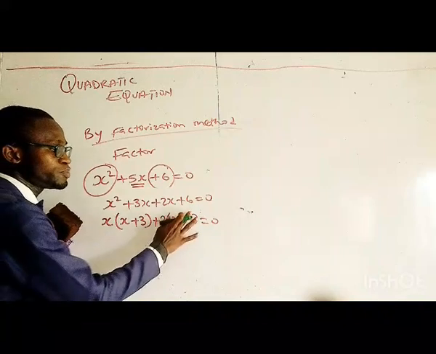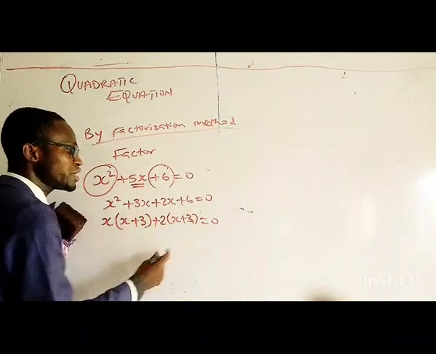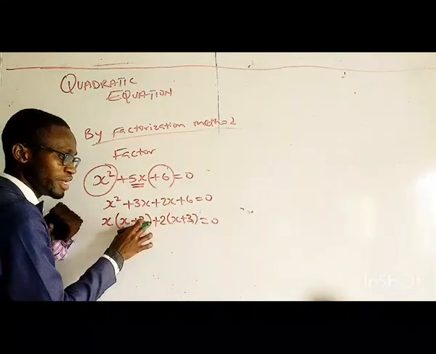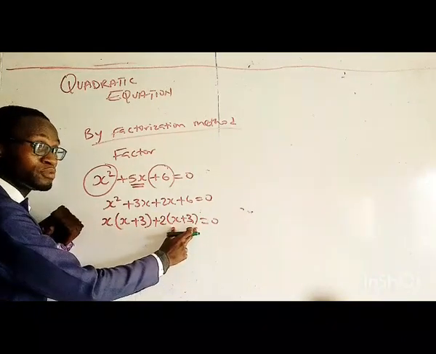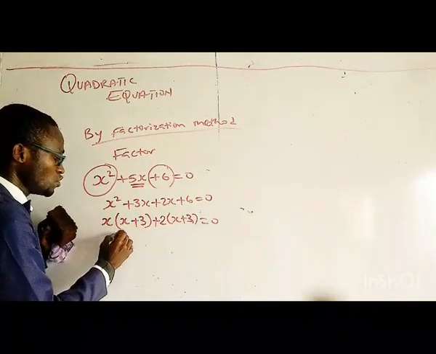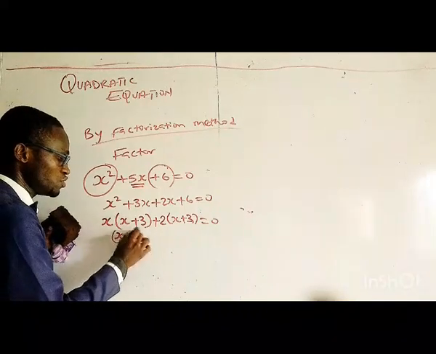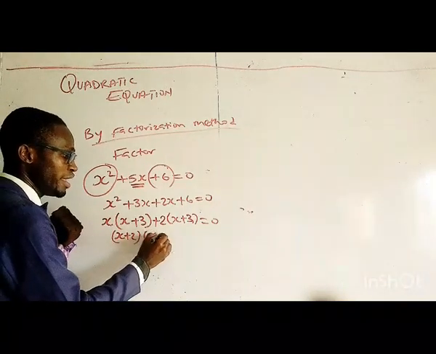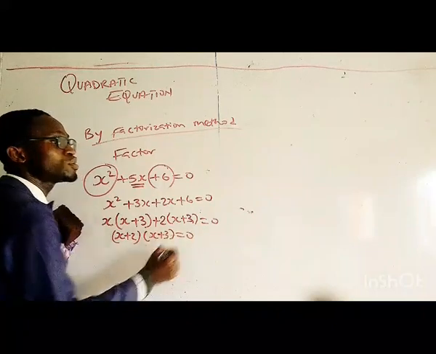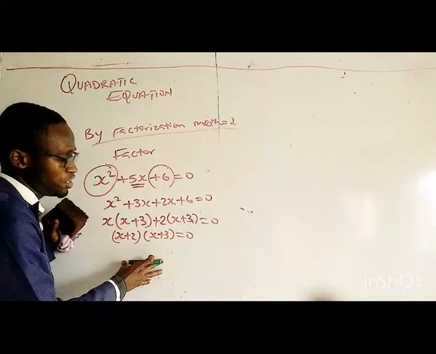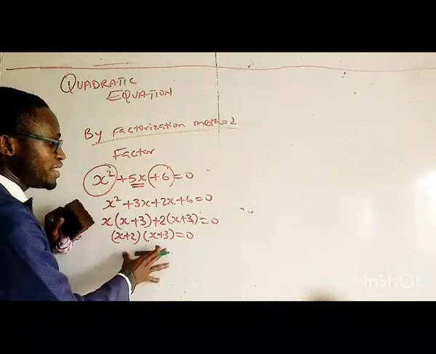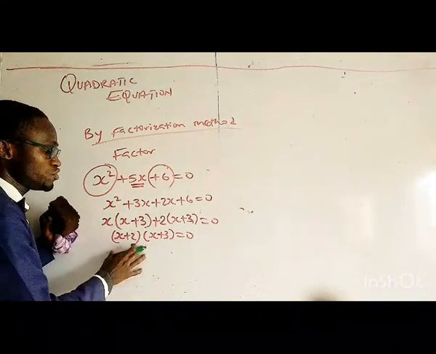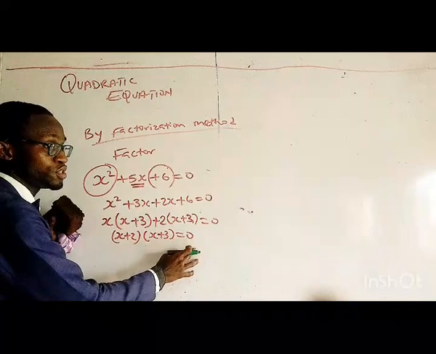Now by the time you get to this place, you'll discover that the expression inside the bracket of this is the same as the expression inside the bracket of this. So once we have this, we now have it this way, x plus 2 and what? x plus 3 equals to 0. Now at this stage, what are we going to do next? Look at what we have here. We have two brackets multiplying themselves to give us 0.